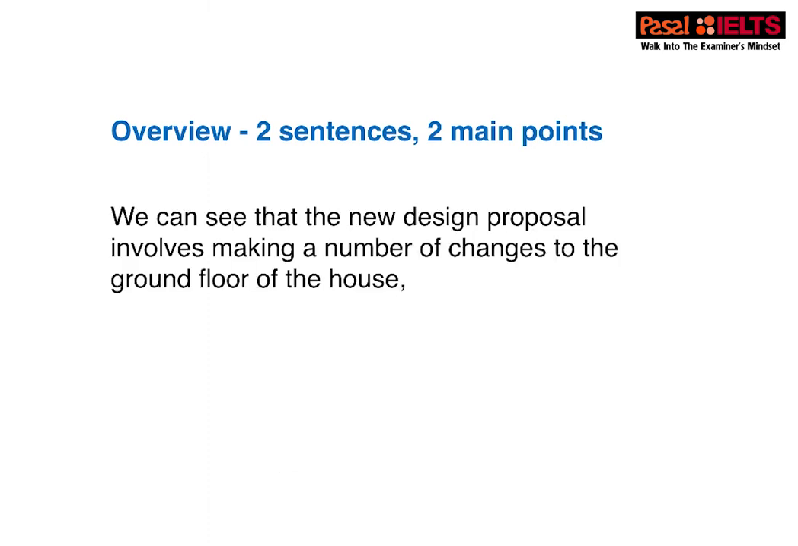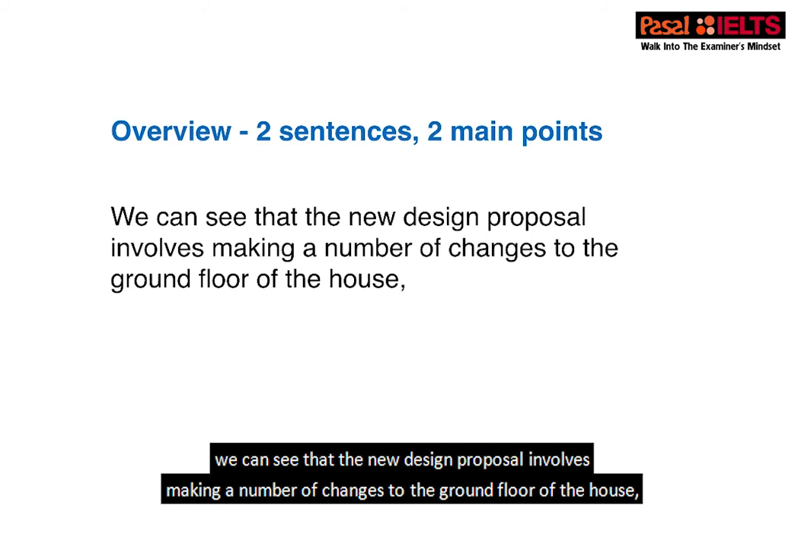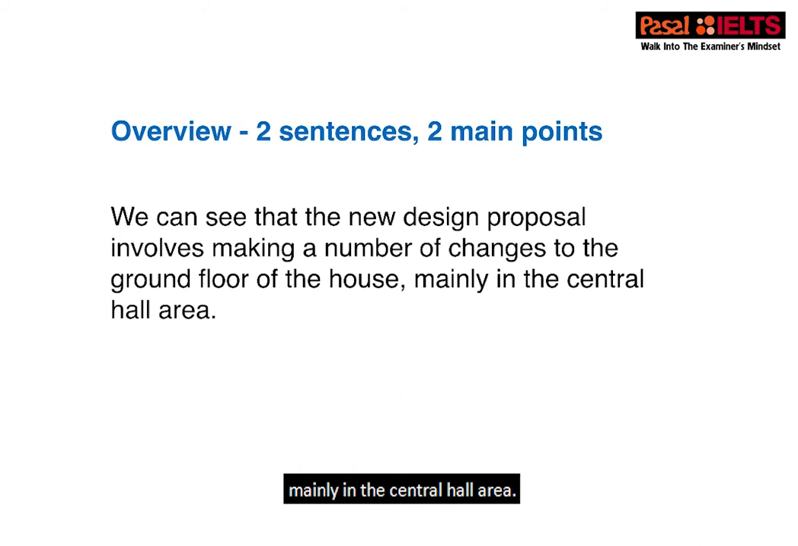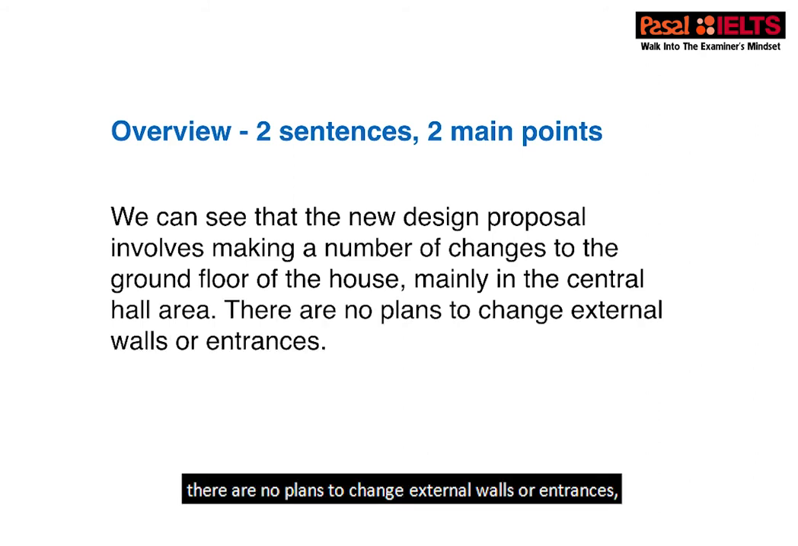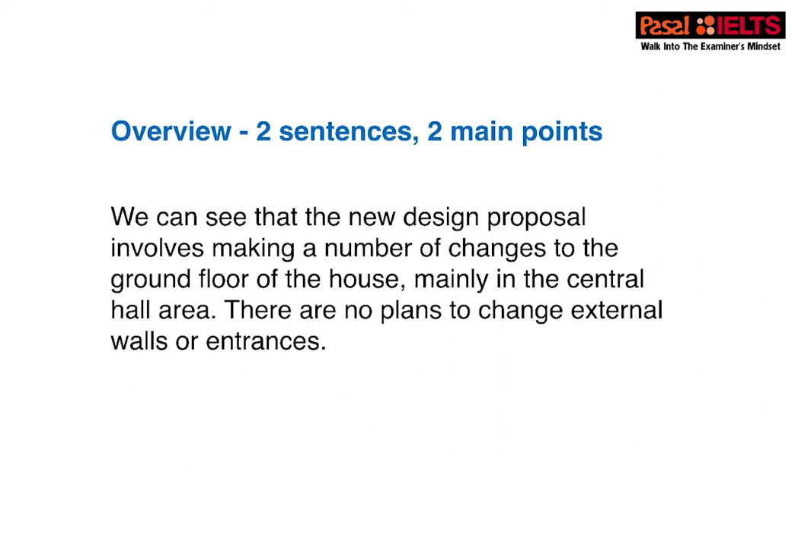First sentence, we can see that the new design proposal involves making a number of changes to the ground floor of the house, mainly in the central hall area. So that's the point about the main change in the hall. Then, the things that don't change, there are no plans to change external walls or entrances. And that's my overview finished.